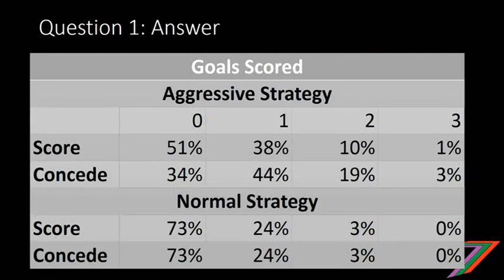Let's have a look at the answers to question 1. So we've got here the aggressive strategy and the normal strategy. The chance of scoring 0 goals with the aggressive strategy is 51%. So how do we get this number? There's a 20% chance of scoring a goal in each of the 5-minute intervals. So the probability of not scoring any goals would be 1 minus 20%, which would be 80%, multiplied by another 80% for the second period, and multiplied by a third 80% for that third 5-minute period. You multiply those out, and that gives you approximately 51%.